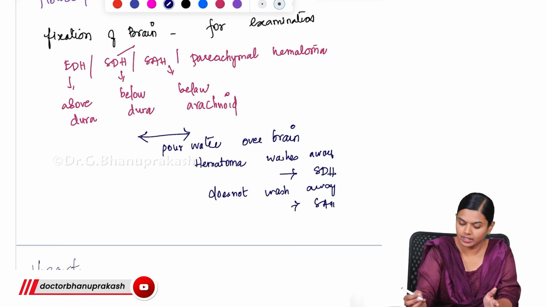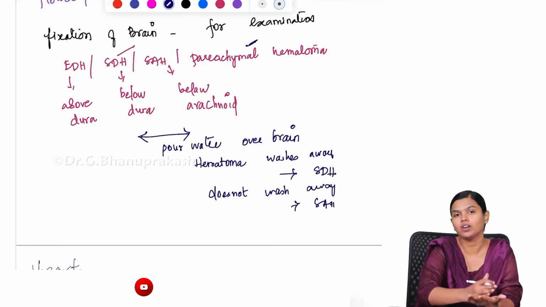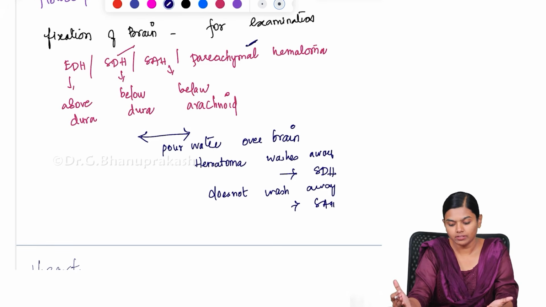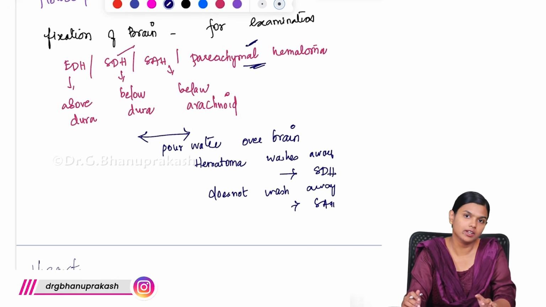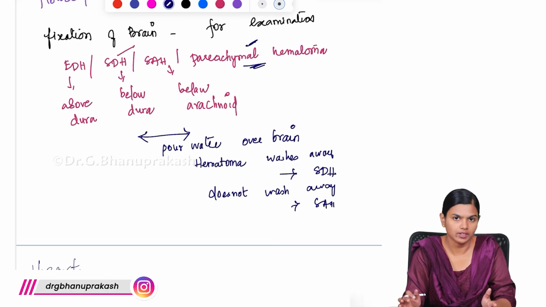And if it is seen inside the parenchyma, if you cut open and see the hematoma, it will be known as a parenchymal hematoma. So this is the important thing that we have to know in brain dissection.